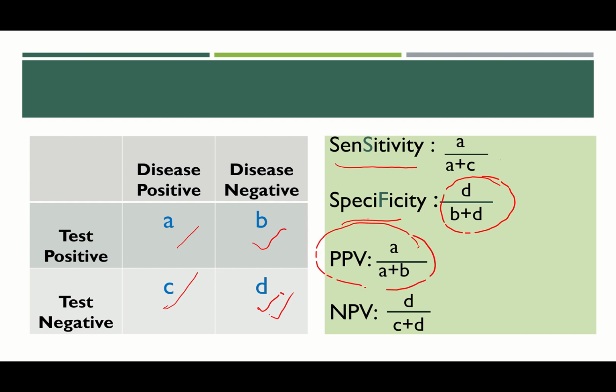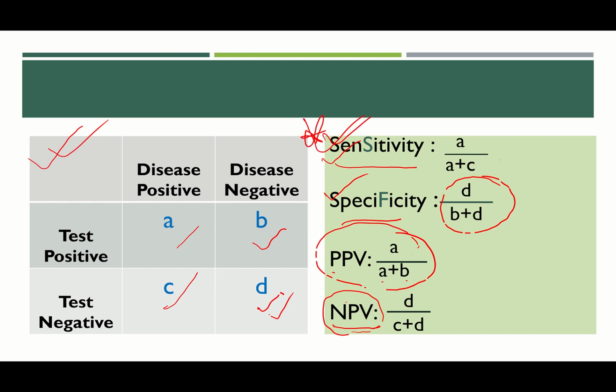What about PPV? PPV is positive predictive value and NPV is negative predictive value. These two are also connected to sensitivity and specificity, and you can solve the math from this chart alone. PPV equals A divided by A plus B, which means true positive divided by true positive plus false positive, and NPV, which means D divided by C plus D, so true negative divided by false negative plus true negative. Okay, so these are the mathematical formulas you need to know.